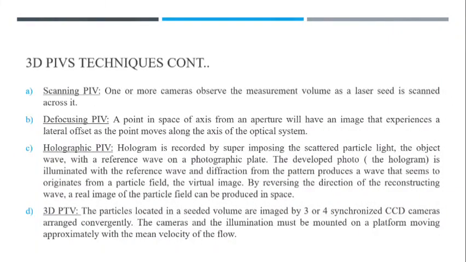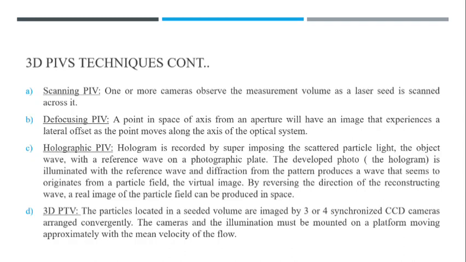Coming to next slide, that is 3D PIV technique. Scanning PIV: one or more cameras observe the measurement volume as a laser sheet is scanned across it. Next one is defocusing PIV. A point in the space off-axis from an aperture will have an image that experiences a lateral offset as the point moves along the axis of the optical system.